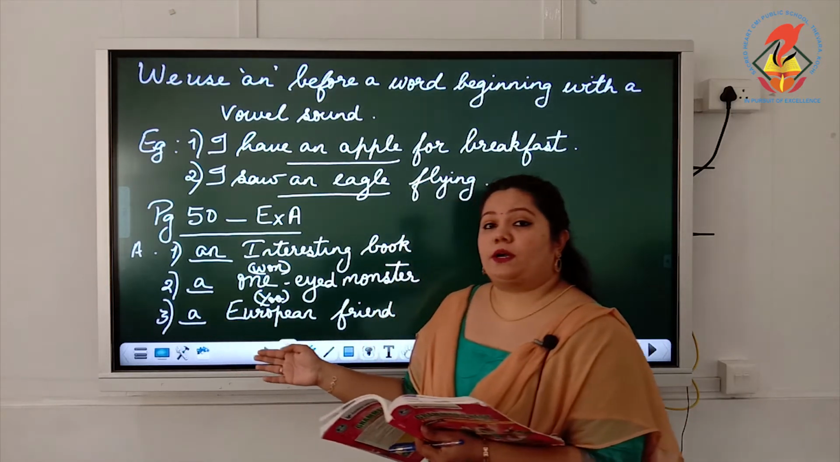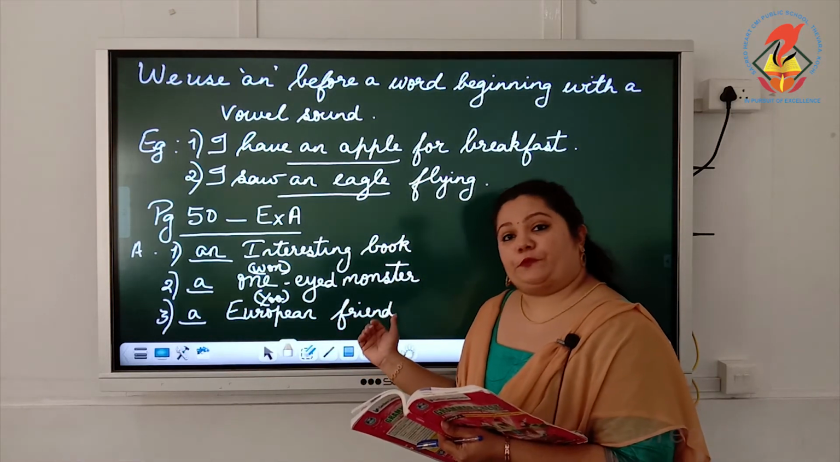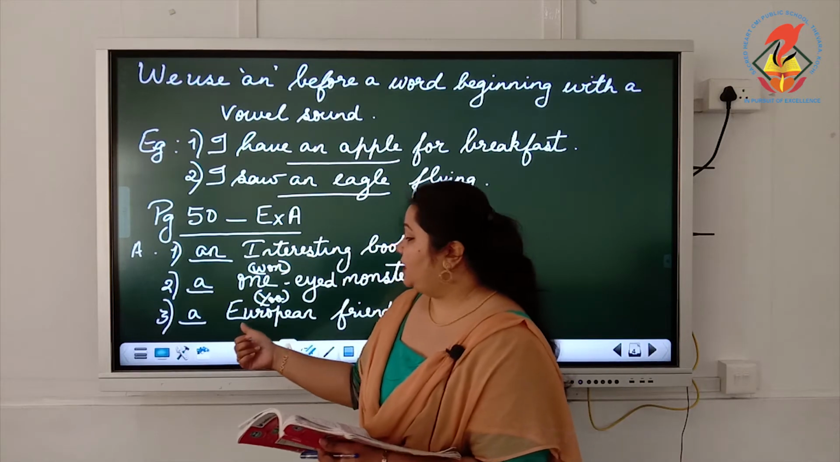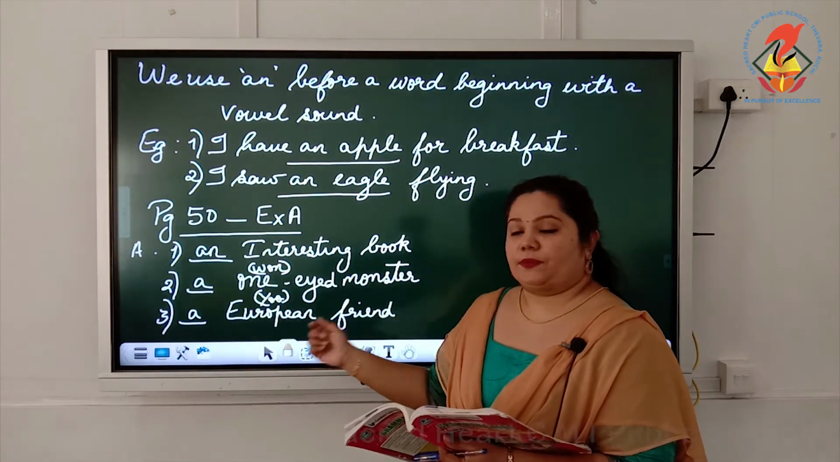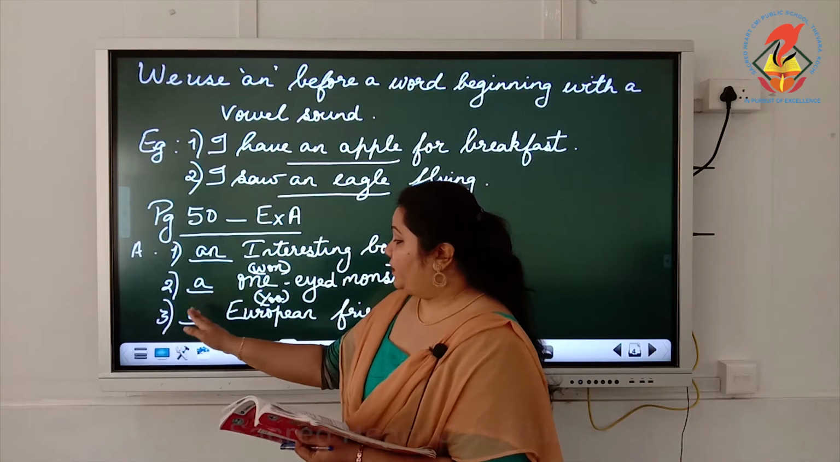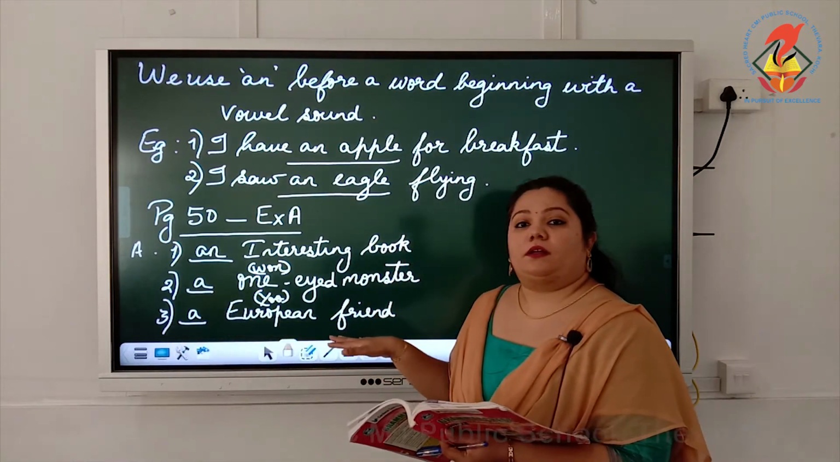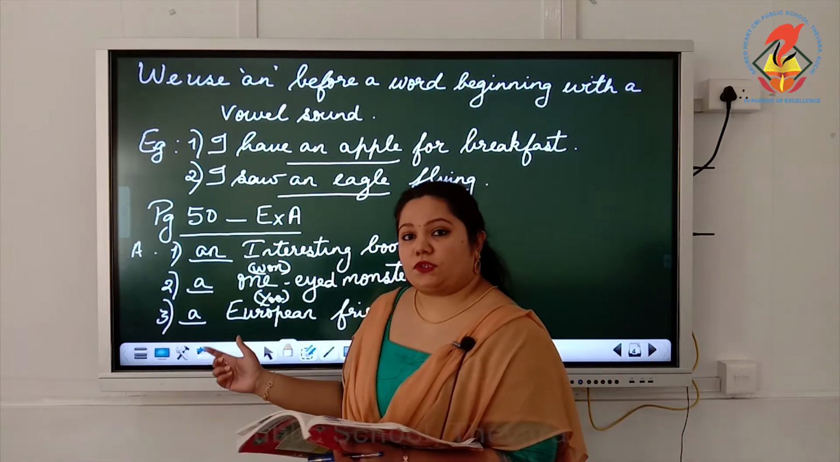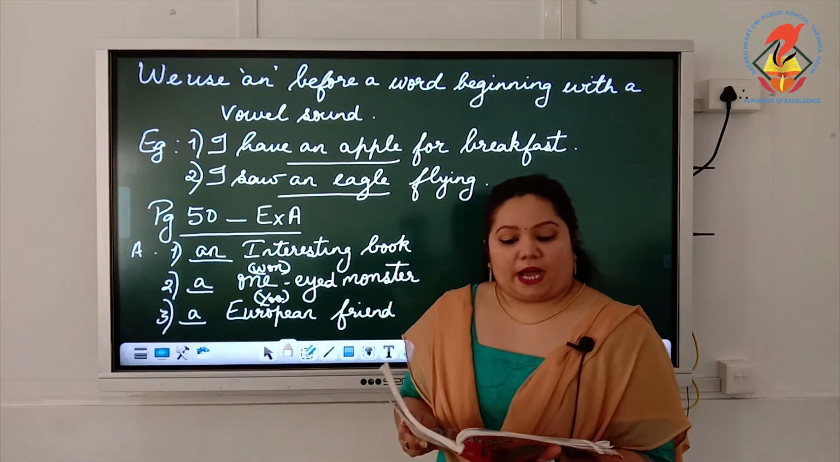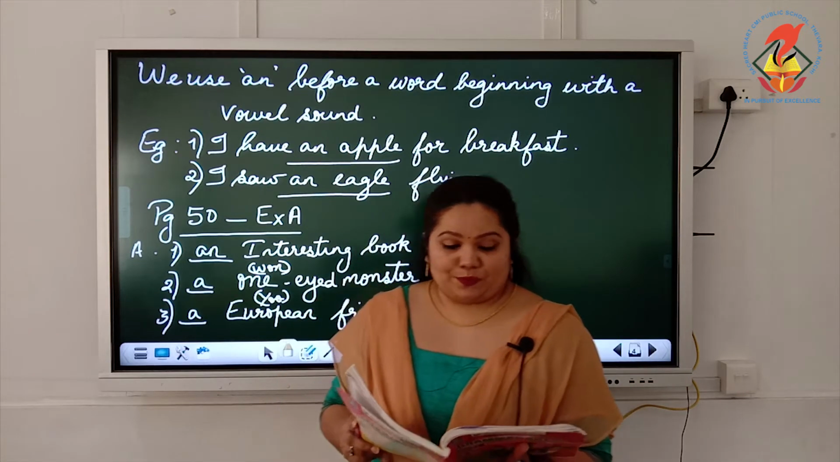Similarly, the third one, a European friend. Even though the letter is E, E has a consonant sound in this word. And so we write the article a before a European friend. Okay, it has a consonant sound. Similarly, the other ones you are expected to do.